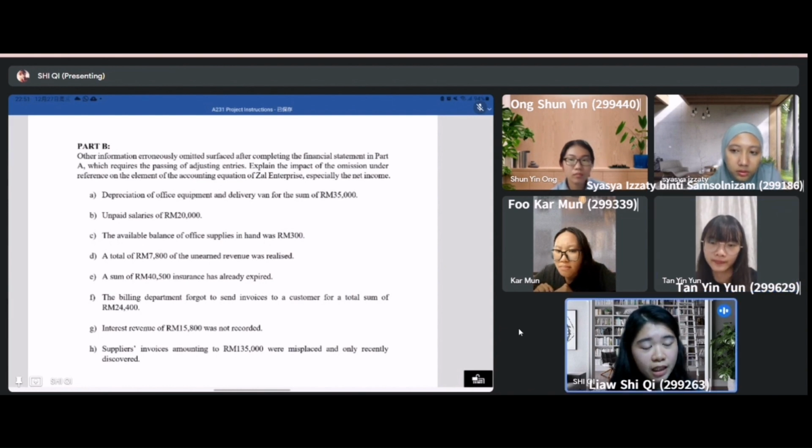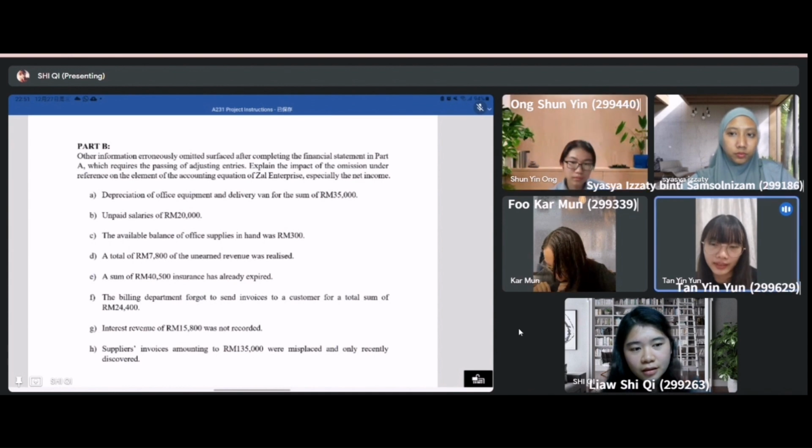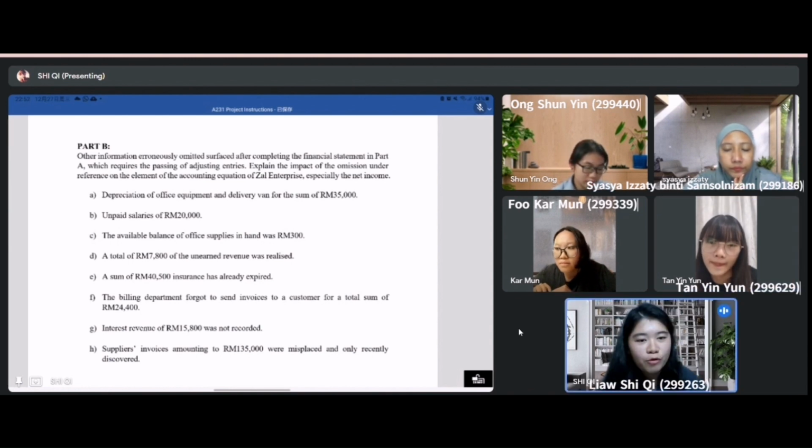Do you mean in part A? No, question H. Sorry, could you repeat your answer? My answer is debit supplies expenses and credit accounts payable, because I think the enterprise just found the supplier's invoice, so supplies expenses will be increased on the debit side. Alright, so you put supplies expenses on the debit side. So what would be our final answer?